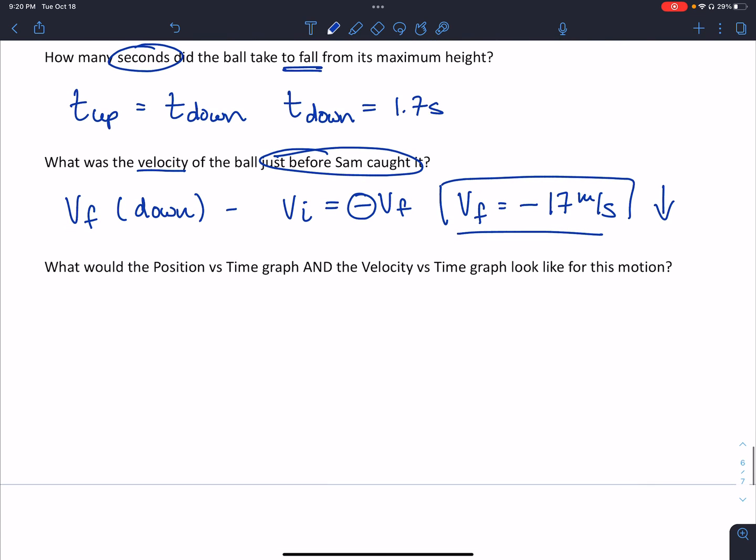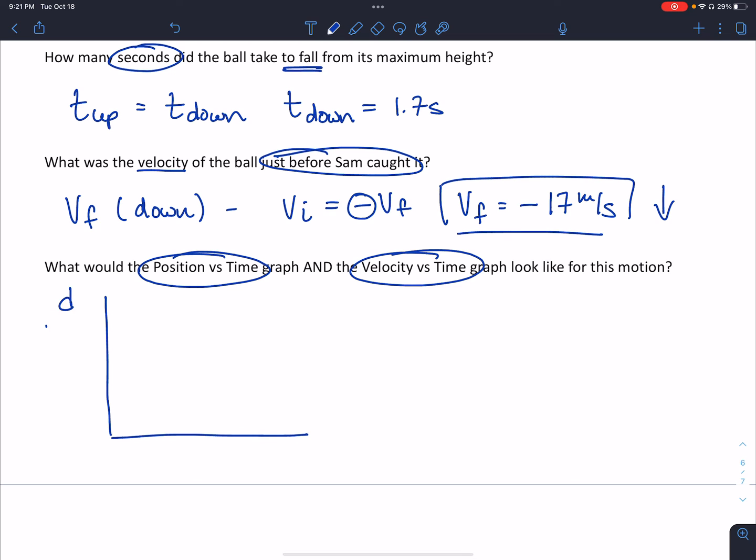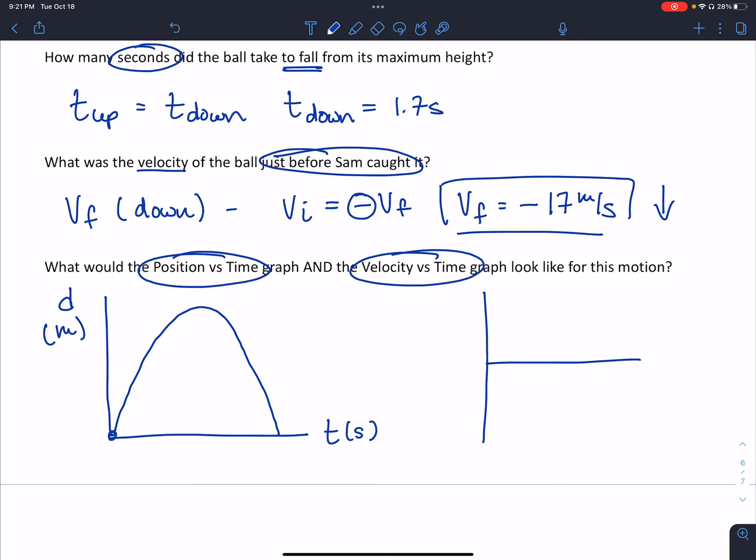And then finally, what would your position versus time graph and your velocity versus time graph look like for this motion? If we have our axes for distance and time, the object starts close to us, slows down as it reaches maximum height, then speeds up as it comes back down to Earth. So that's what our position versus time graph should look like. Then for velocity versus time, we start on the positive side but slowing down, so it goes to 0. We change direction and then continue to speed up but in the opposite direction. So these are what our two graphs should look like.